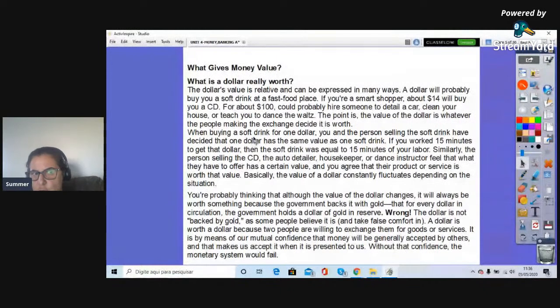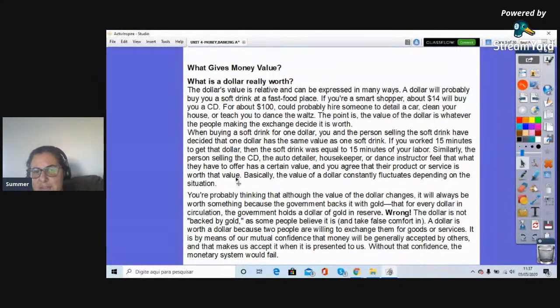I want to buy a soft drink, a Coke, at McDonald's for $1. Me and the person selling the soft drink have both decided that $1 has the same value as one soft drink. So if I work 15 minutes to get that dollar, then the soft drink was equal to 15 minutes of my labor. Similarly, the person that's selling the CD or the t-shirt, cleaning my house or teaching me how to dance, they feel that what they have to offer has a value, and I agree that their product or service is worth the value.